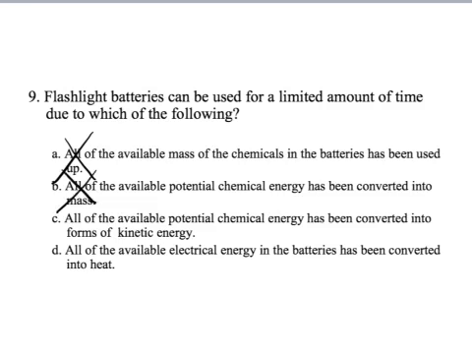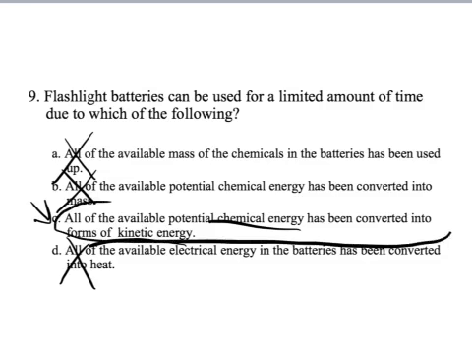All the available potential chemical energy has been converted into forms of kinetic energy. That could be true, right? Because we're converting energy from one form to the other, and that's true. All of the available electrical energy in the batteries has been converted into heat. Well, not all the available electrical energy in the batteries is converted to heat. Some is converted to other things. So the correct answer is C. Why are batteries used for a limited amount of time? Because all the available potential chemical energy has been converted into forms of kinetic energy.